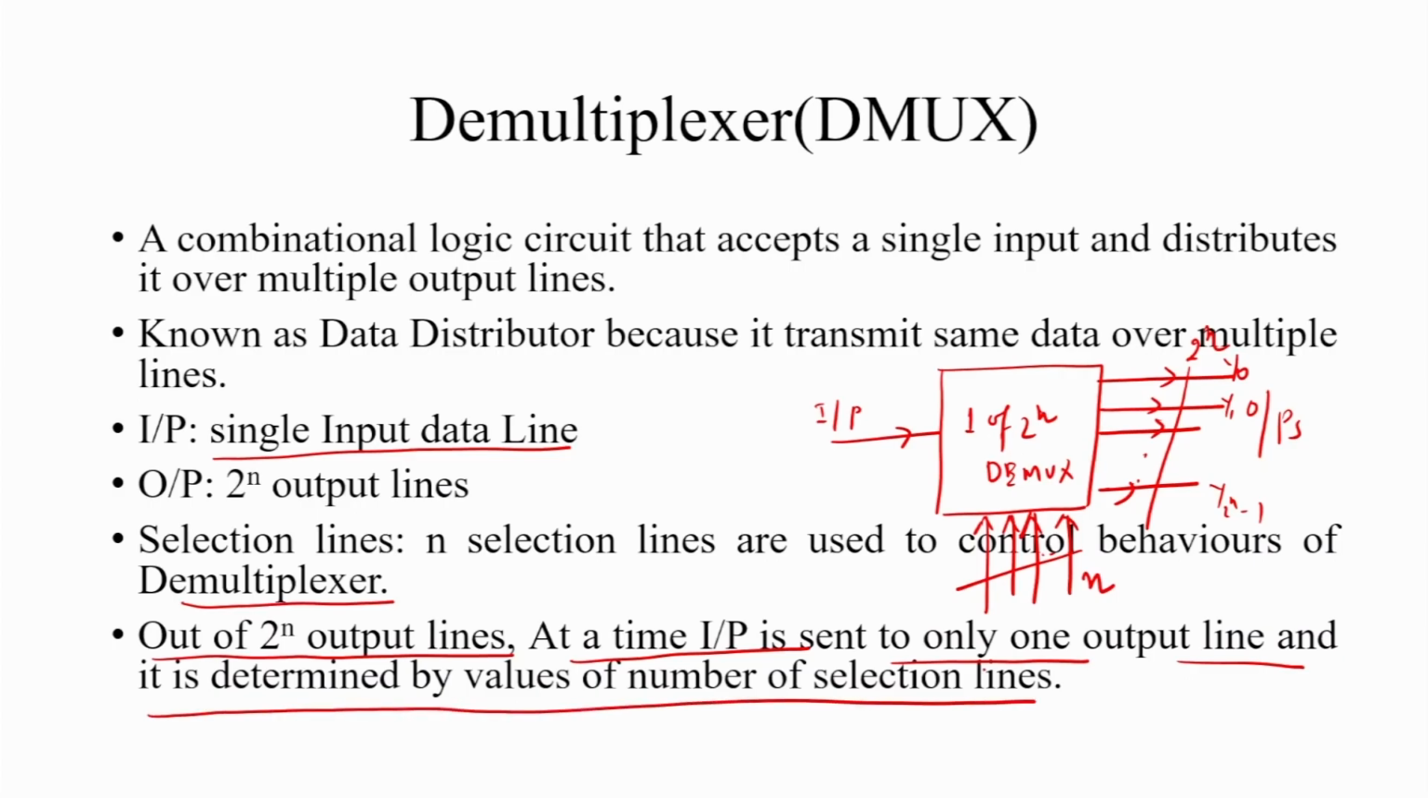What happens in the case of a multiplexer? There are 2 to the power n input lines, one output line, and n selection lines, and which particular input goes to the output is determined by the selection lines. Here in the case of a demultiplexer, out of 2 to the power n output lines, which output line the input is sent to is determined by the selection lines.